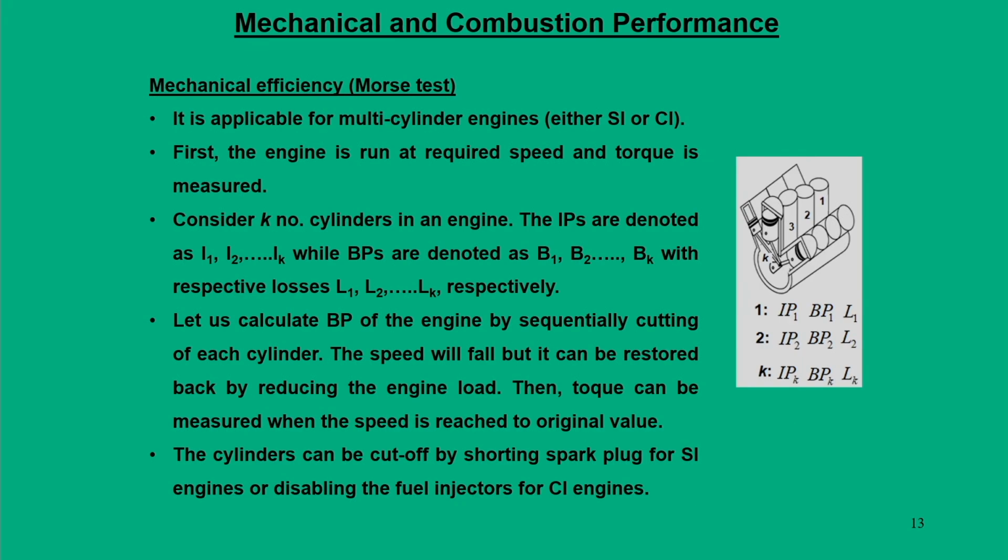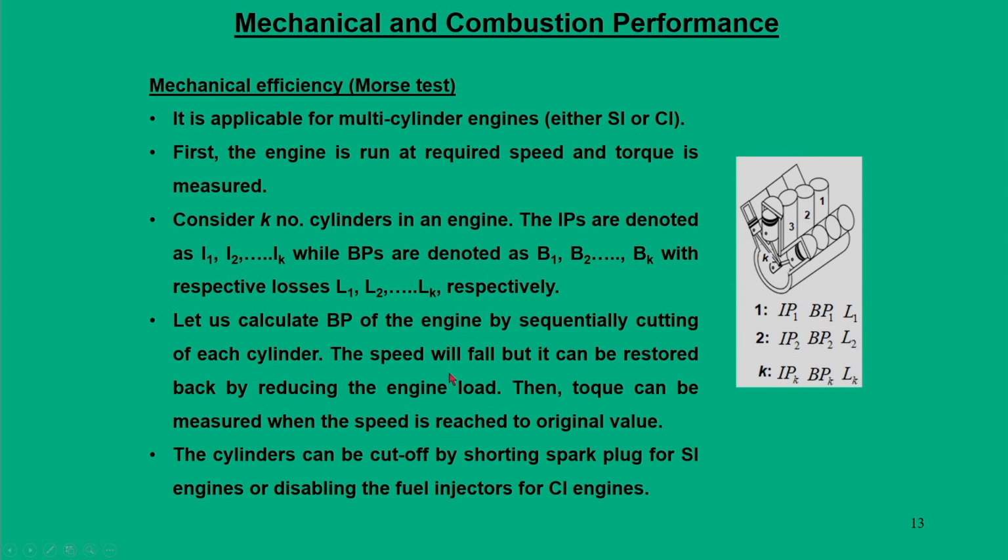Another test that we are going to do is the Morse test. This particular test is applied for either SI or CI engines, but with the condition that it should be a multi-cylinder engine. As you can see, there are a number of cylinders 1, 2, 3 and we have k cylinders, and each cylinder has some indicated power IP1, BP1 and L1. L1 is nothing but the frictional losses.